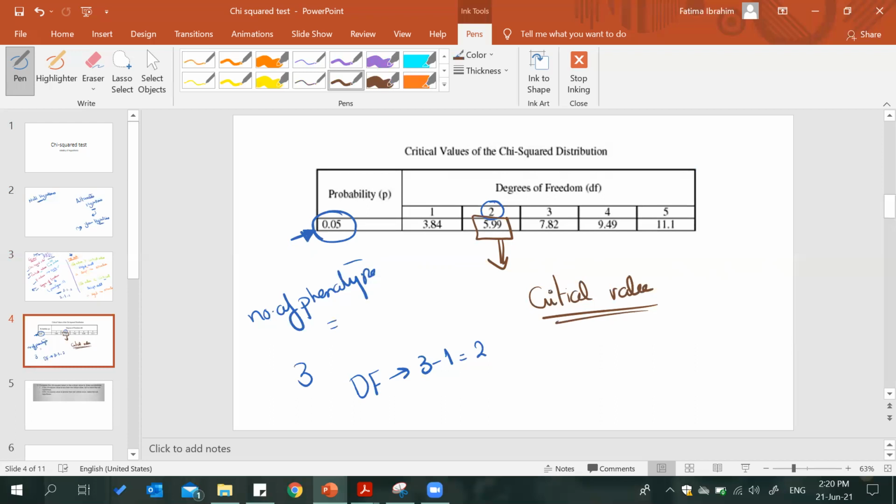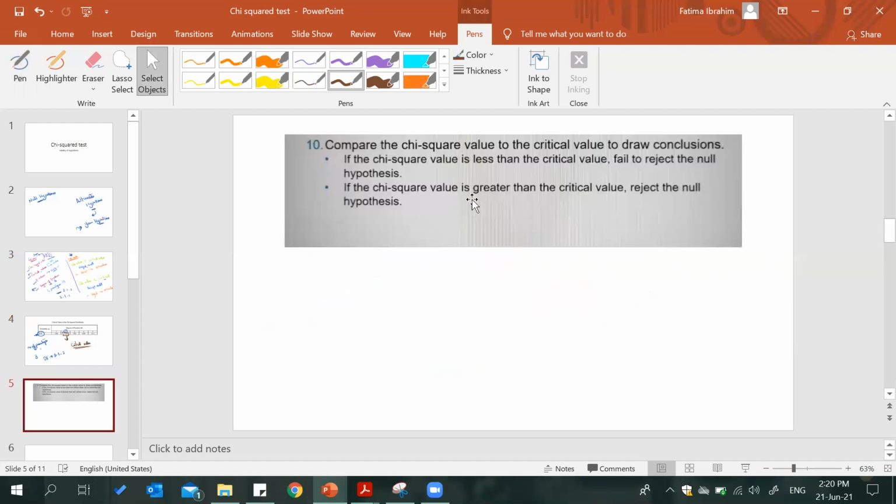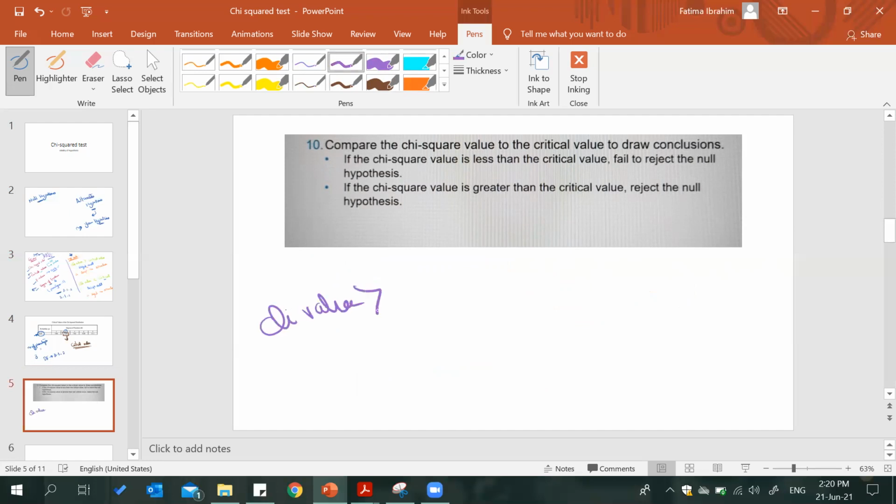Why do I need the critical value? Because you need to compare your chi-squared value to this critical value. Is it less than 5.99 or more than 5.99? If the chi value is greater than the critical value, or there is another scenario, if the chi value is less than the critical value. In the last case, the critical value was 5.99.